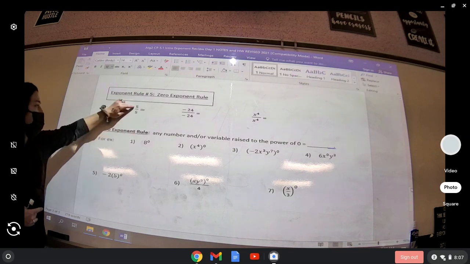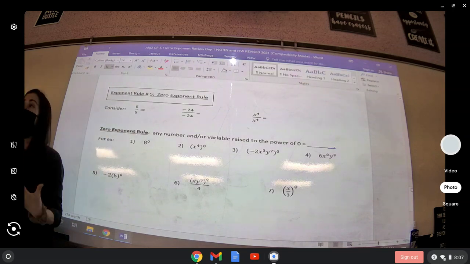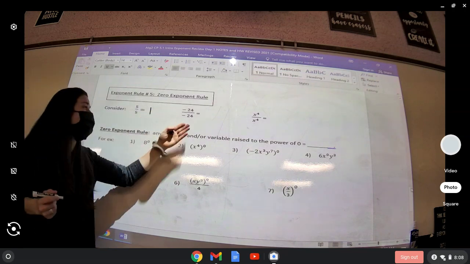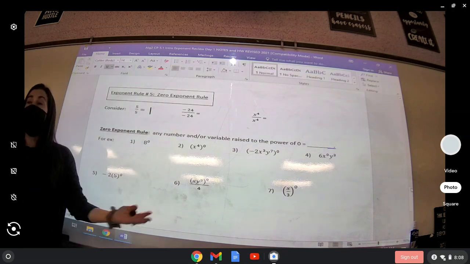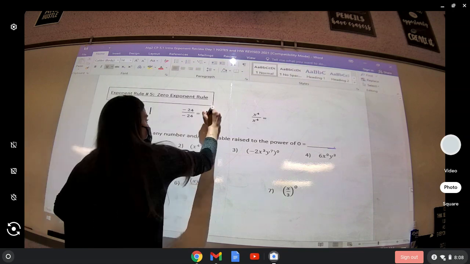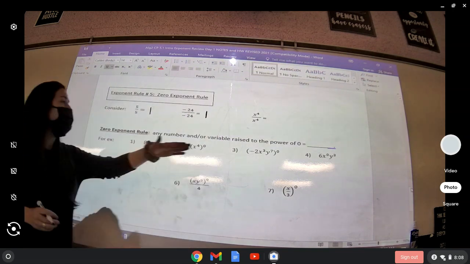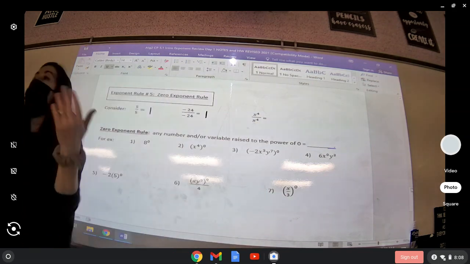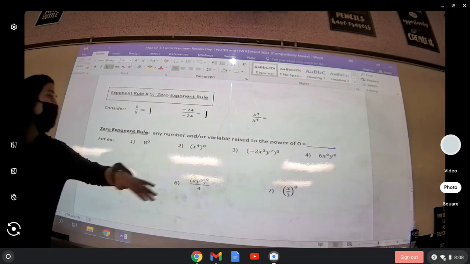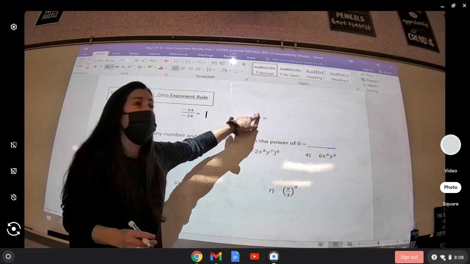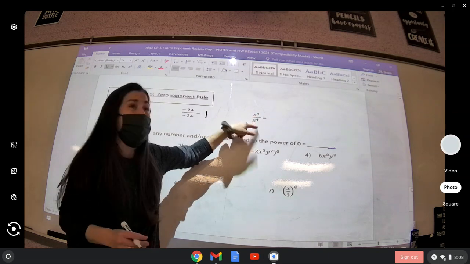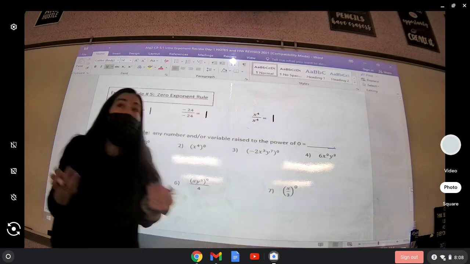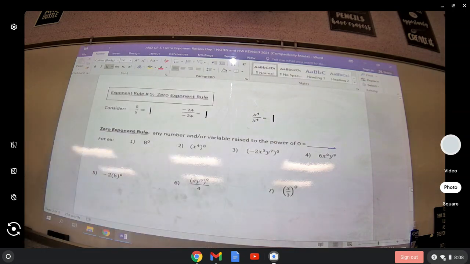Think about what we know. Guys, what's 5 divided by 5? What's something divided by itself? 1. What's -24 divided by -24? Anything divided by itself is 1. So when you get to an expression like x to the 4th divided by x to the 4th, we don't even have to know who x is to know that when you take x to the 4th and divide it by himself, x to the 4th, what's the answer to this question? 1. Anything divided by itself in math is 1.